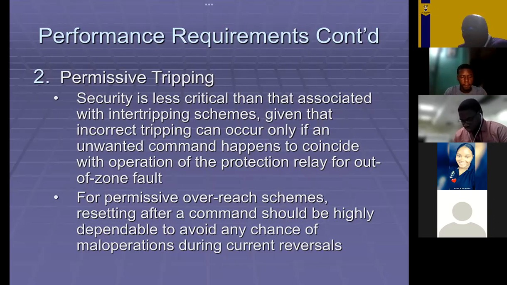When we're now dealing with the permissive overreach and the whole resetting function, we are saying that you need dependability, because as part of the resetting function, you don't want to miss a command. So dependability and security for the permissive scheme are not equal, but are of almost equal importance.